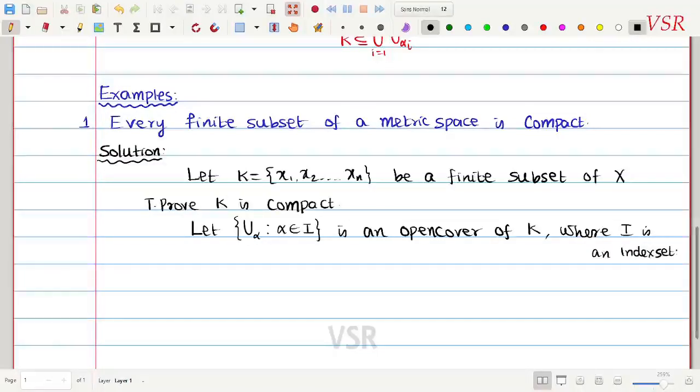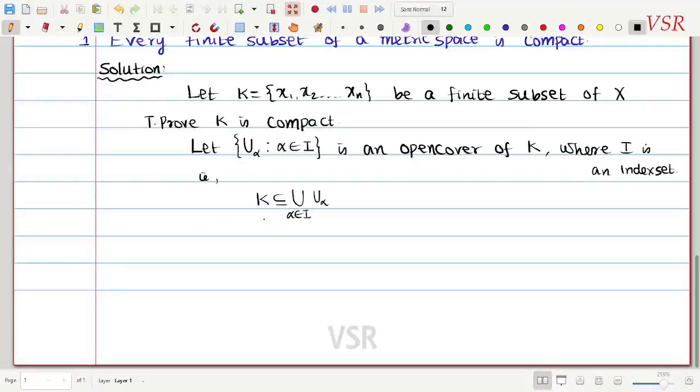அது ஒன்றும் பெரிய விஷயம் இல்லை, index set. Okay, சரி, இப்போ we are having this K which is a subset of union of all U alpha where alpha belongs to capital I. Note that this K ங்கிறது யாரு, x1 x2 xn. So I can write, since K இது எப்படி இருக்கும், x1 x2 dot xn which is a subset of K, which is a subset of union of all U alpha where alpha belongs to I.